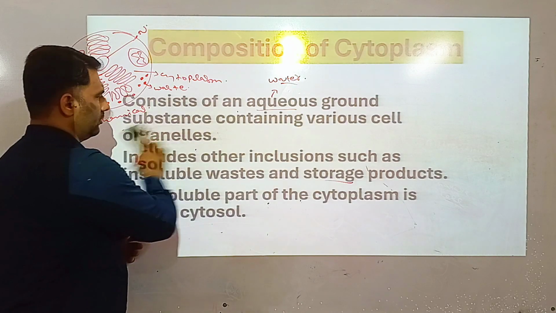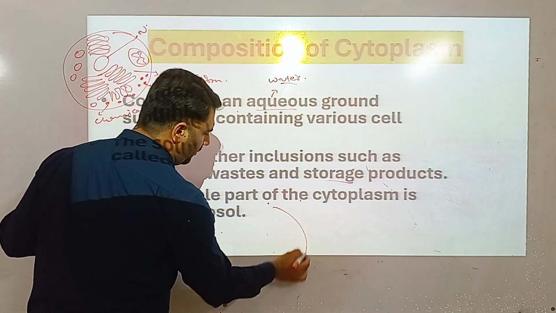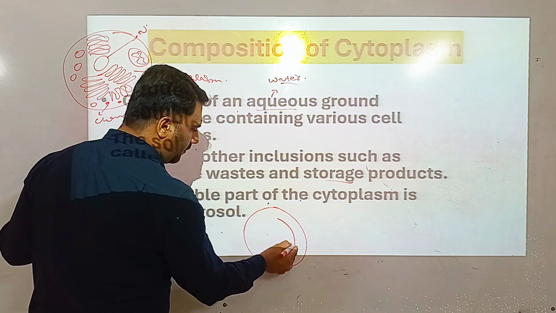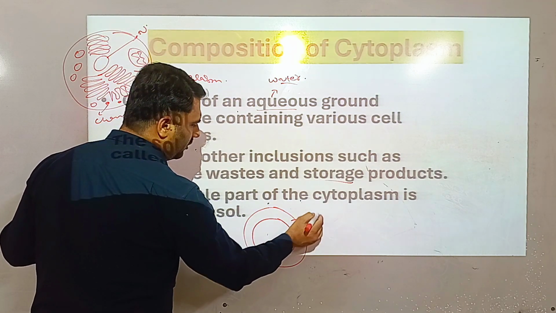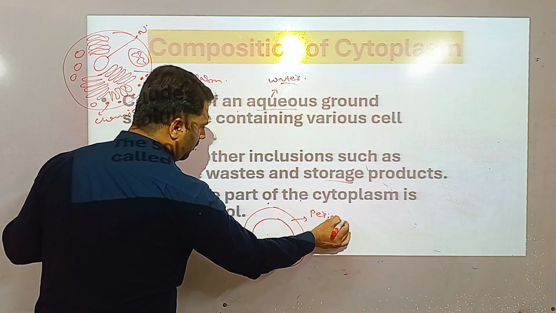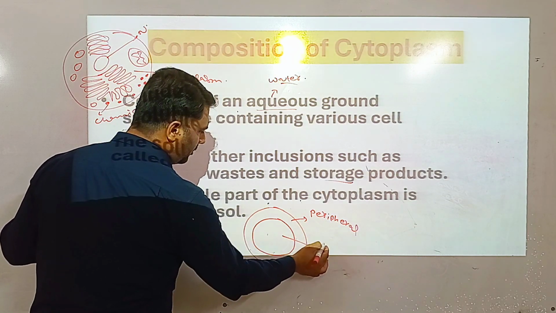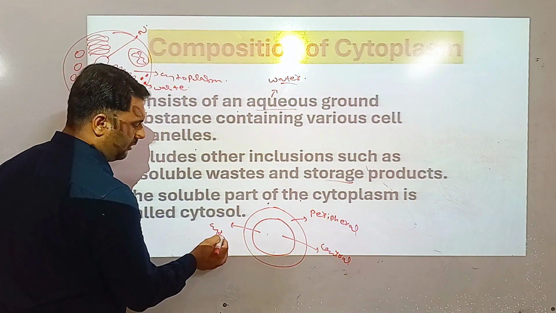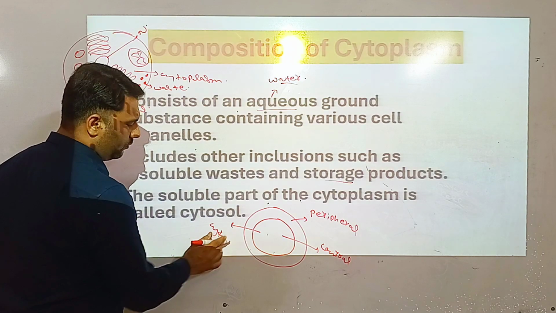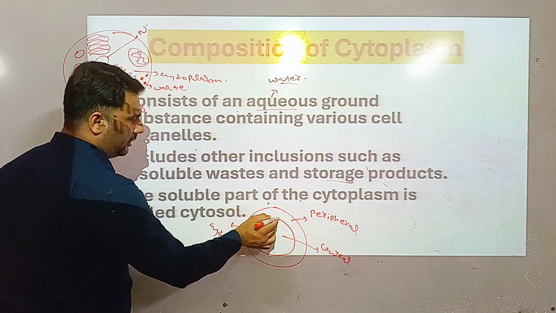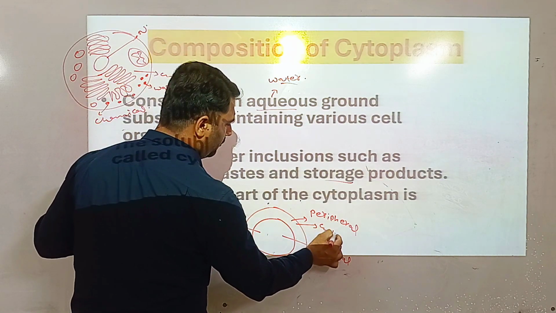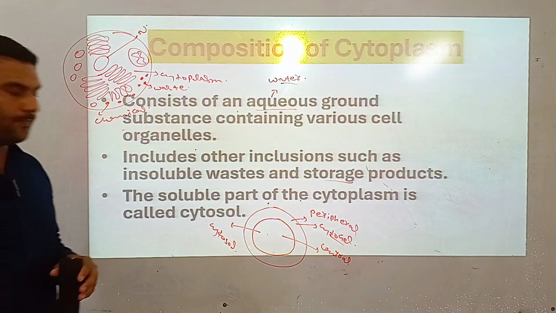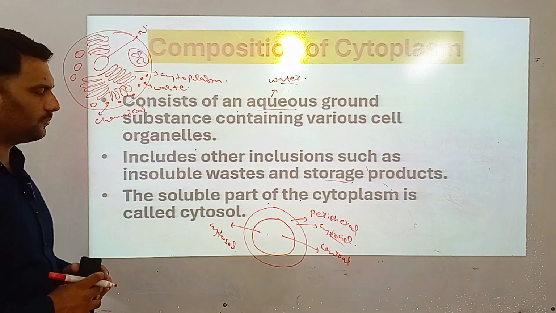What is cytosol? For example, I'm not drawing the nucleus. This is only cytoplasm, and we are dividing the cytoplasm into two regions. The outer region is peripheral. This is central, and this central region is known as cytosol, and the outer region is known as cytogel. So there are two regions: the central region is cytosol and the peripheral region is known as cytogel.